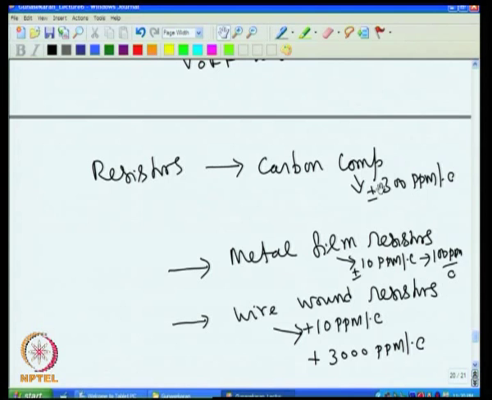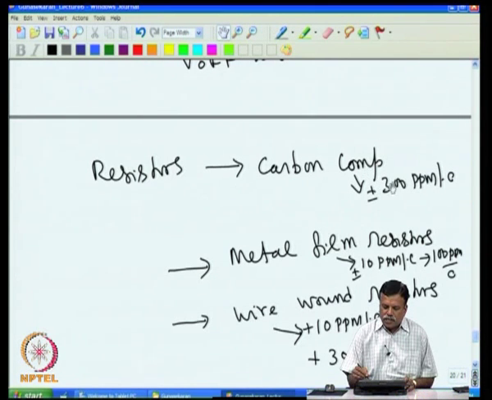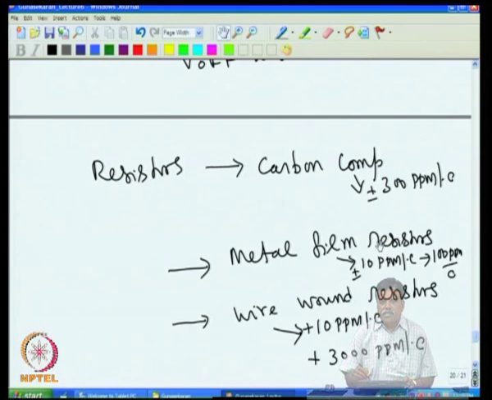With age, the resistance value changes, and that change is very high for carbon composition resistors. It is very little for metal film resistors, because metal film resistors exhibit very low aging. With age, the resistance change is very little for metal film resistors. They invariably specify it in terms of percentage: per year how much it will change, 0.1%, whereas this changes up to 1%.